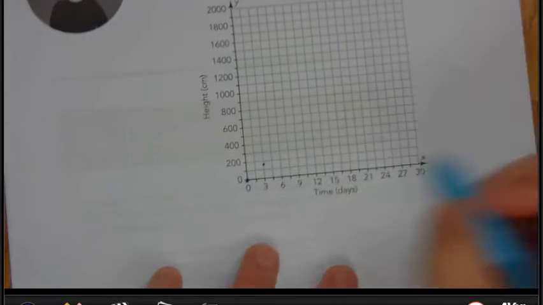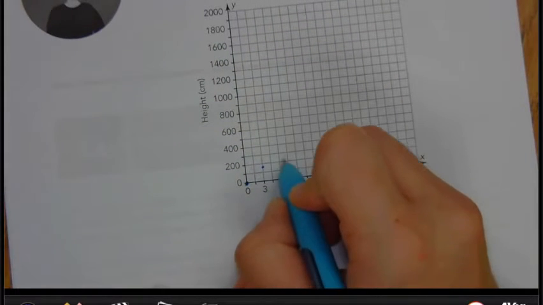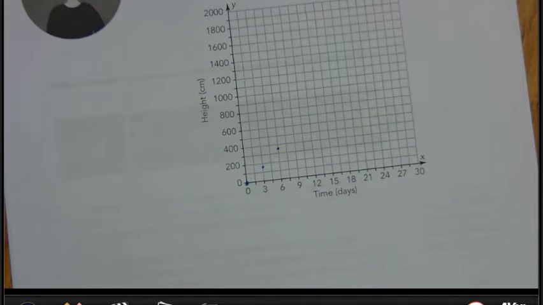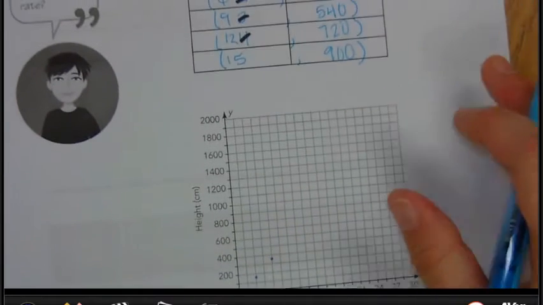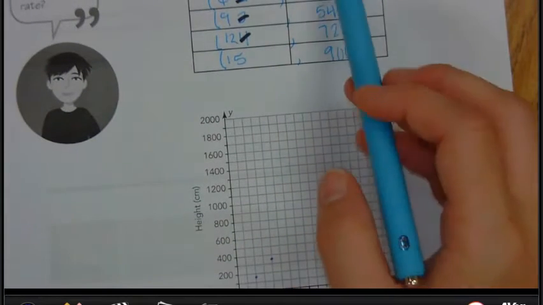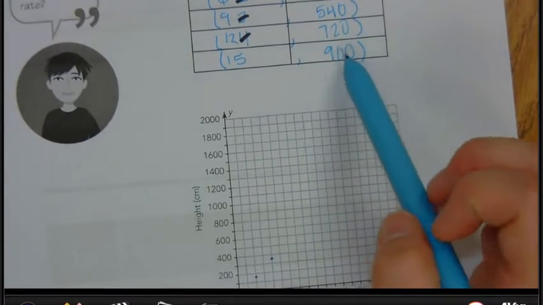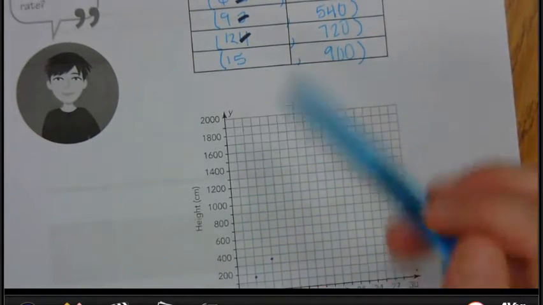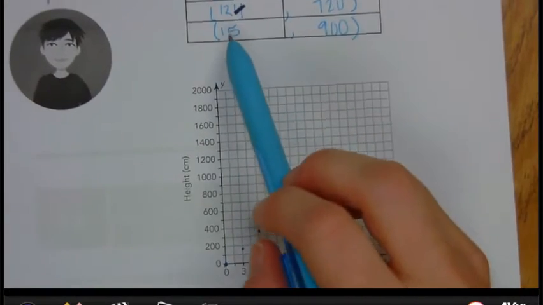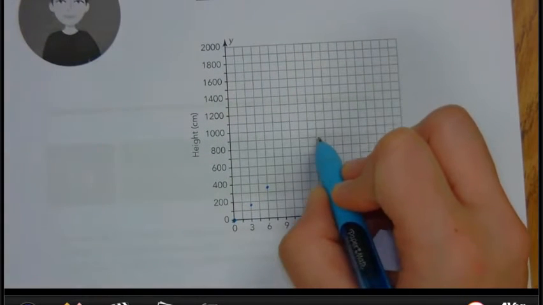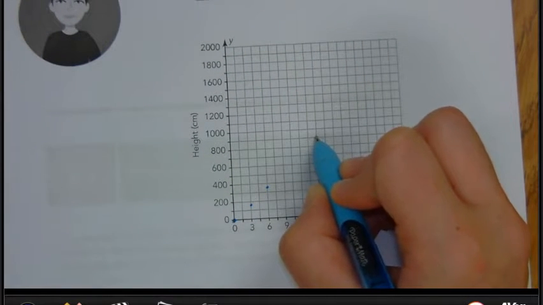Now I have 6 and 360. So at 6, I'm going to go up to 300, really close to 400, and I'm going to plot a dot right there at 360. The next thing I'm going to look at is where is the next 100, because in order to draw a straight line, I like to find where these go. So I see that I have 15 and 900. Well, at 15 days, I have grown 900 centimeters.